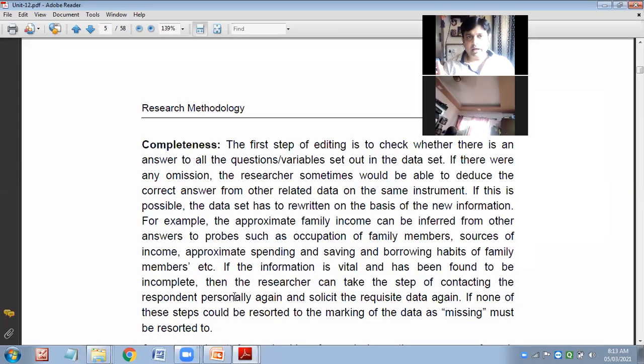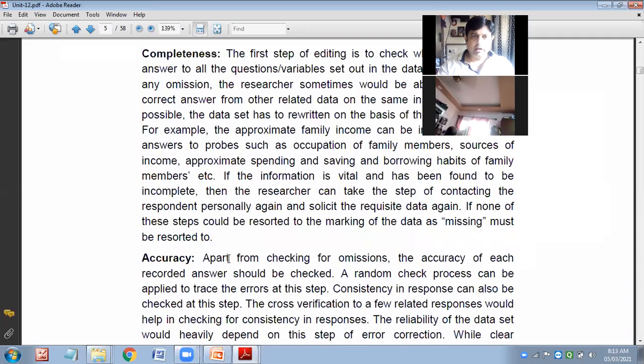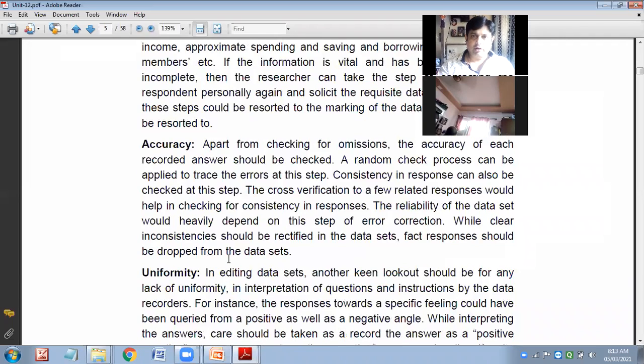Whether the data is entirely complete or not, whether accuracy is there or not, whether uniformity is there or not. Now there are different statistical tools. We have many statistical measures through which you can verify whether data is accurate or not: test of accuracy, test of homogeneity, test of uniformity. These different tests are available.